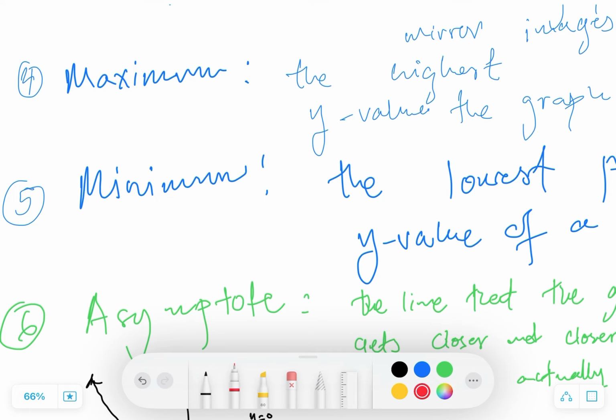So these are all the important terms you need to remember before you go directly into functions. And the next function that we're going to do will be the linear function, which is your straight line.